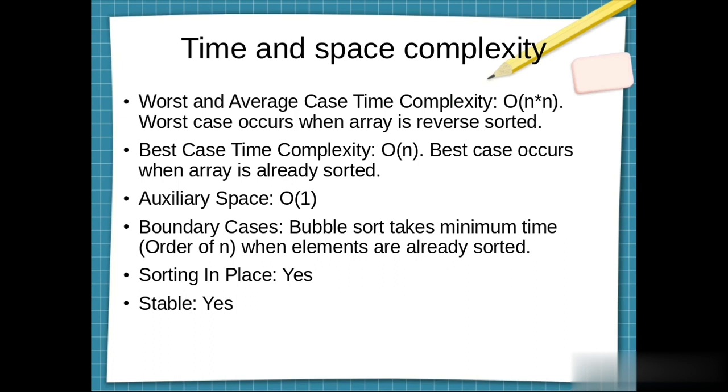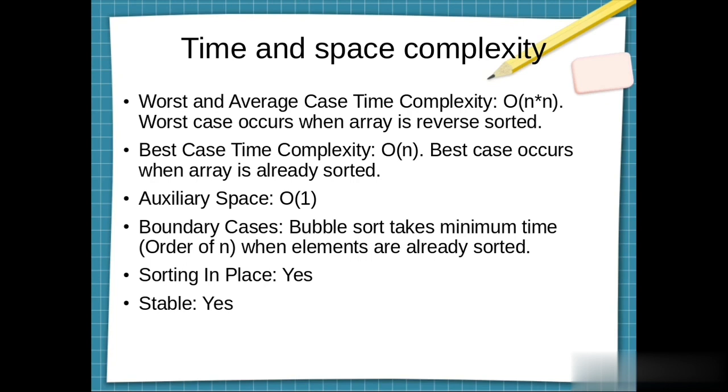When the array is already sorted, that's when the best time complexity comes. When the array is already sorted, we just have to check every single element in the list, so it only takes O(n) time complexity. When we see the auxiliary space, it is constant. We are not going to take any extra space to execute our sorting algorithm.